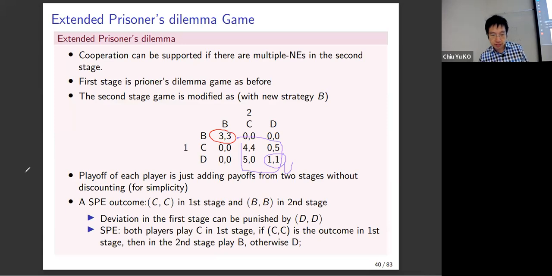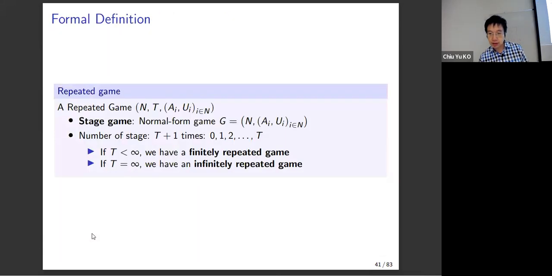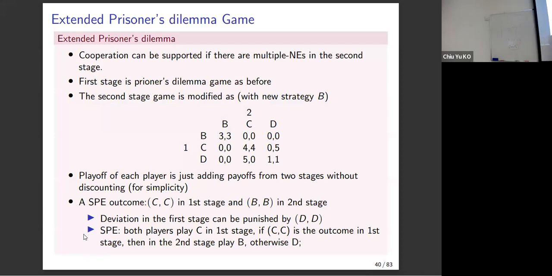Do I prove it? Yeah, I didn't do it, but you can check. The strategy is, first round we do C and C. If we deviate, not C and C, in the second round we will do DD, otherwise BB. Backward induction tells us the second stage is fine, so we just need to check the first stage. The first stage is, if I follow the equilibrium, I will get 3 and 4, which is 7. If I deviate, I become a naughty guy, I get 5, and I'll get 1, so 6. So 7 is better than 6, I will better follow that.